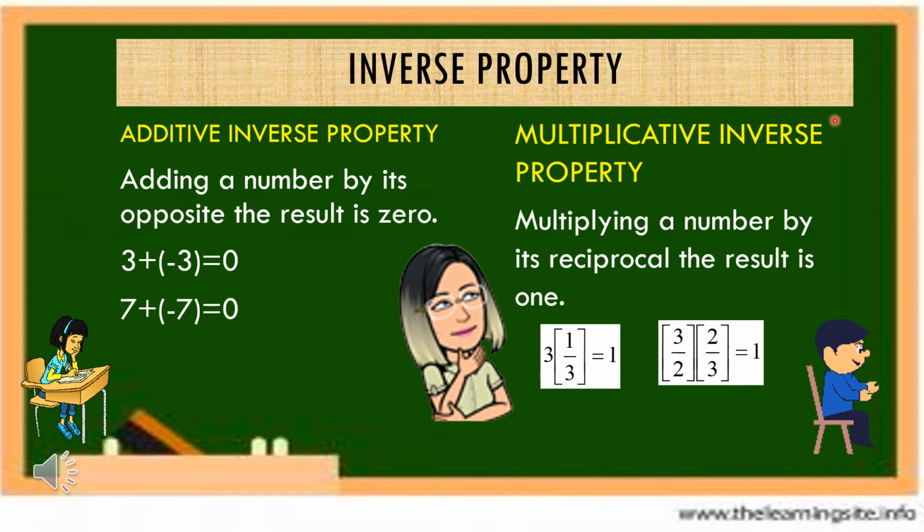We have multiplicative inverse property. Multiplying a number by its reciprocal, the result is 1. If we have 3, what is the reciprocal of 3? 1/3. If we multiply 3 by 1/3, the answer is 1. So we have 3 over 2. What is the reciprocal of 3 over 2? The reciprocal of 3 over 2 is 2 over 3. If we multiply 3 over 2 and 2 over 3, the answer is 1.